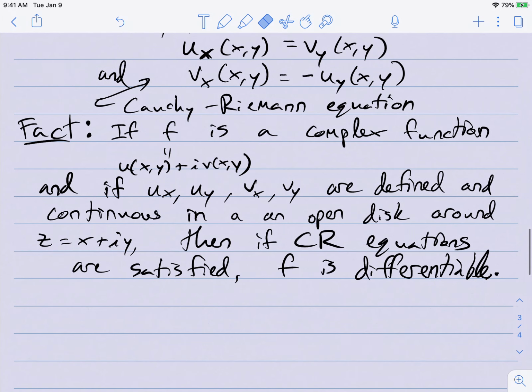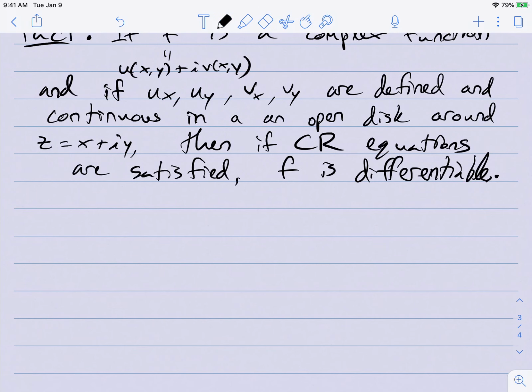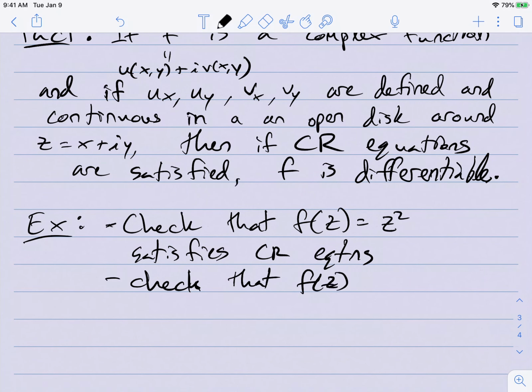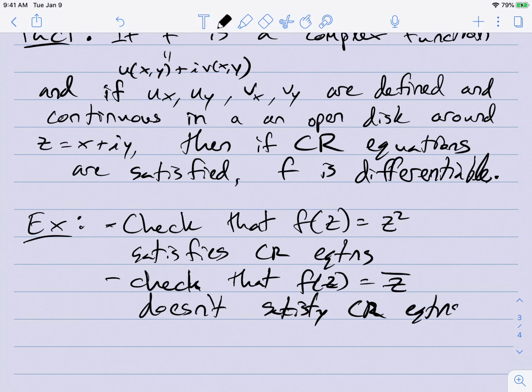So the thing that you should do now is look at some examples of functions that we've explored already. So check yourself that, for instance, f of z equals z squared satisfies these equations. And check that some functions that we know aren't differentiable don't satisfy these equations. So like f of z equals conjugate of z, check that it doesn't. And you'll see immediately that actually checking these equations is much easier than trying to prove by hand that these functions are or are not differentiable. All right, that's it for today.